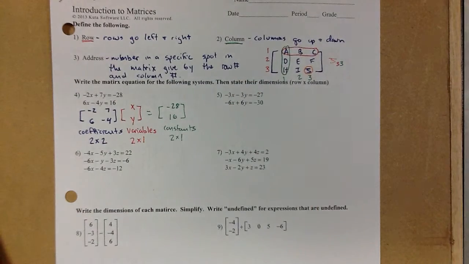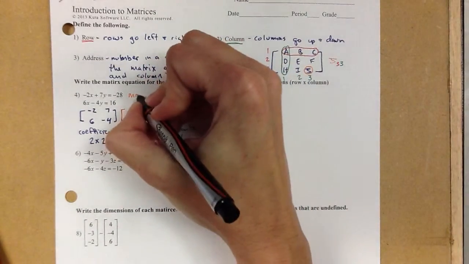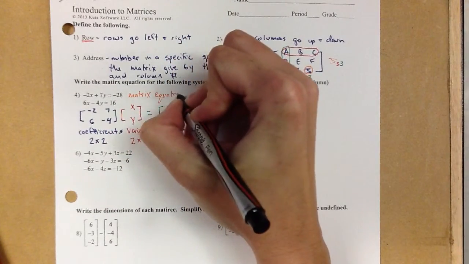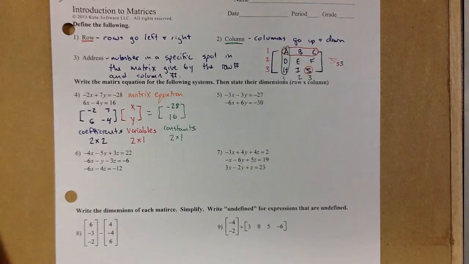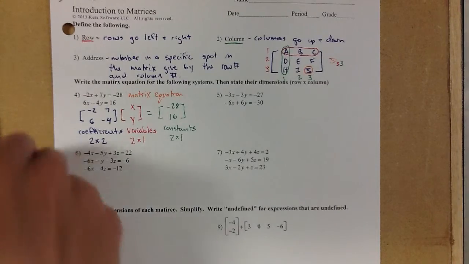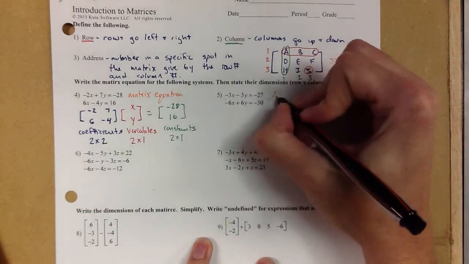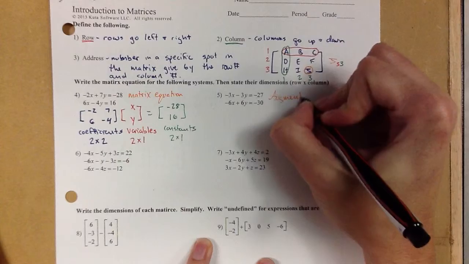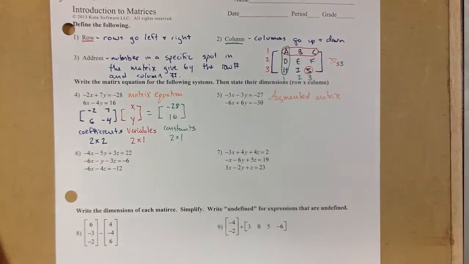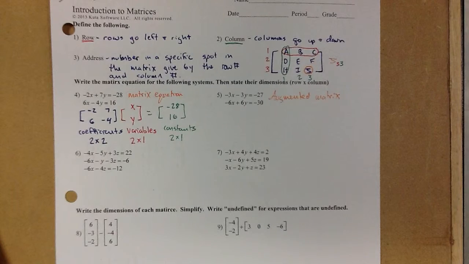Okay? And that, like I said, is a matrix equation. Okay? The other type of matrix that you can write is an augmented matrix. And you use augmented matrix when you want to use reduced row echelon form. Don't worry, you don't have to know that.